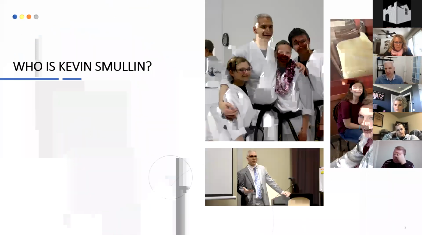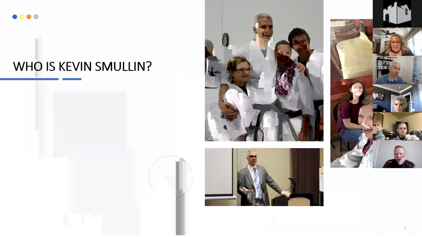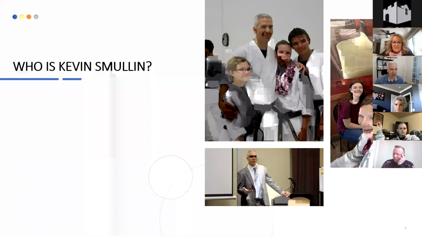So with that, let me introduce myself a little bit. So again, my name's Kevin Smolin. This is just a couple pictures of me and my family. So me and my wife, we've been married for almost 24 years now. We have 2 kids. So my son is 19, and then my daughter is 15, almost 16. So those are our 2 kids. They're awesome. And one of the things that we've done together, as you see here, we're all black belts in karate.